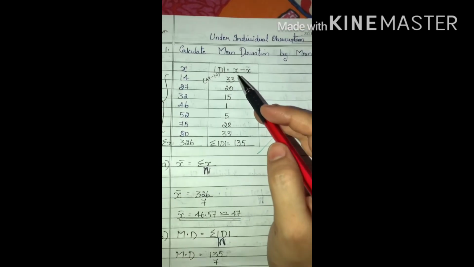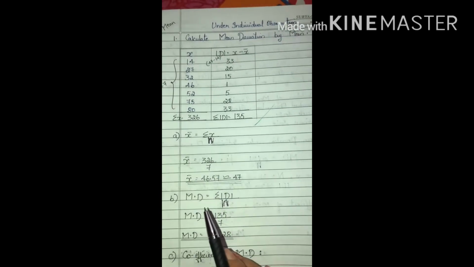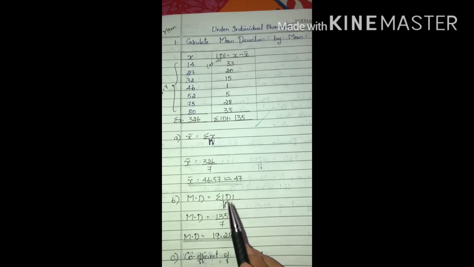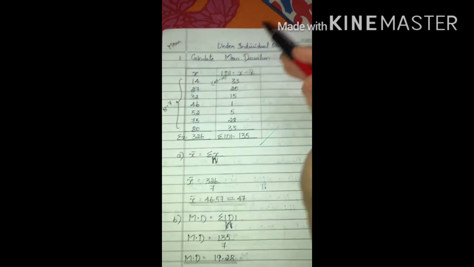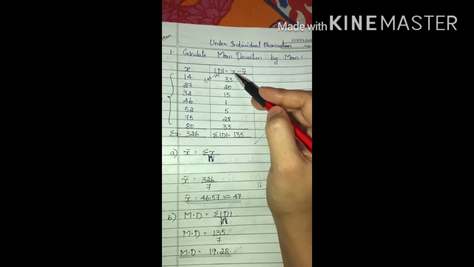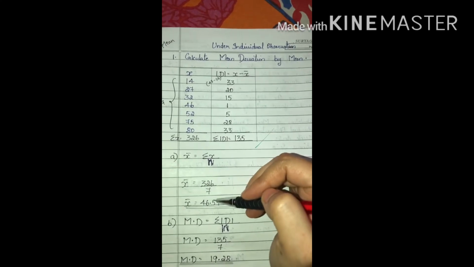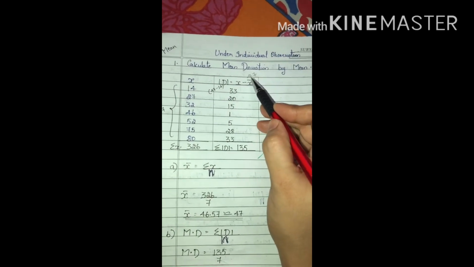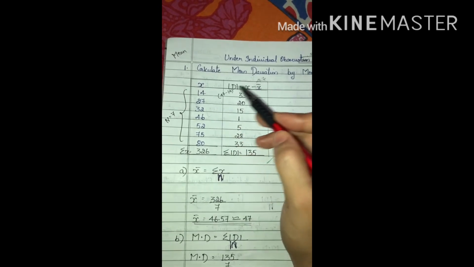The next column is to identify the mean deviation. The formula is sigma mod d divided by n. I already know n, so I have to identify mod d. Mod d equals x minus x bar. X bar is 47, as you have already identified. So this 47 should be deducted from all these values.